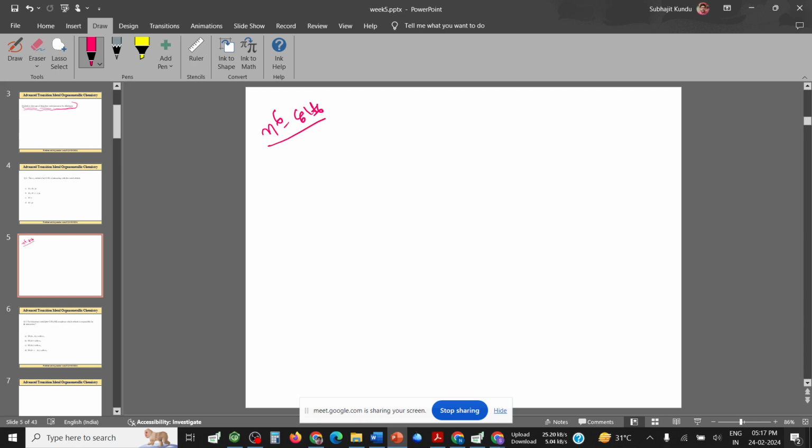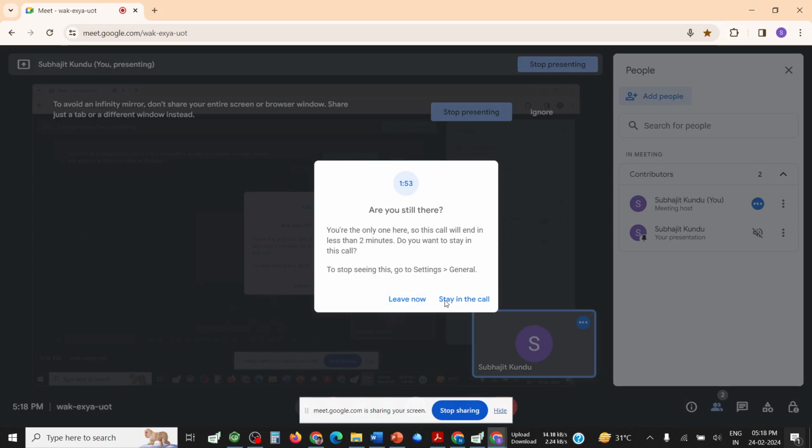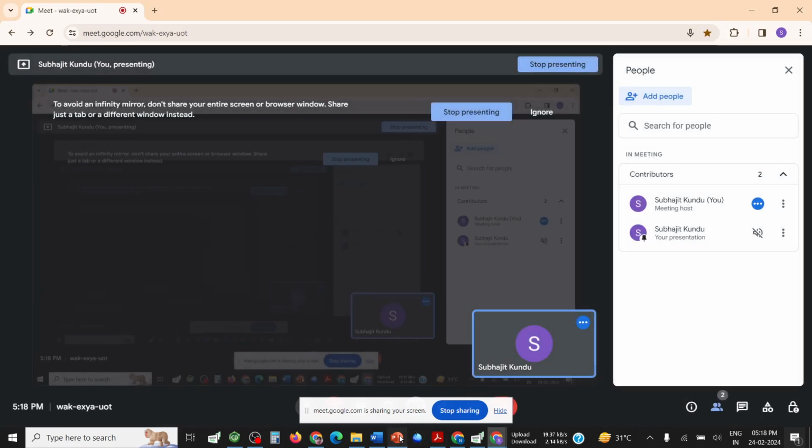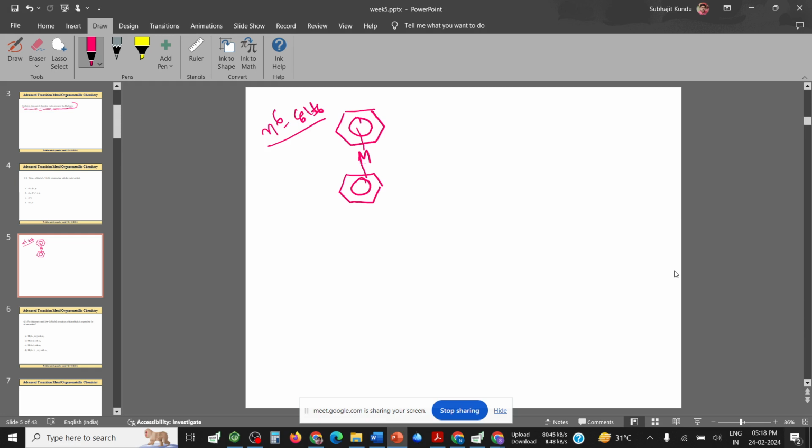That is basically an arene system. What does it suggest? It suggests that this is the arene system. Here we have the metal. This is the metal we have. This is the eta 6 mode of bonding with the bis-arene systems.